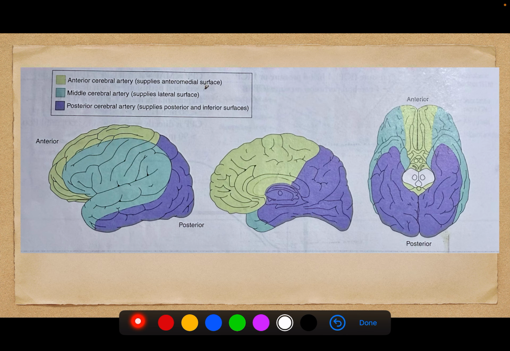Now, if we look at this from the lateral aspect, the same thing. This supplies the lateral surface. This is the middle cerebral artery, which represents our upper limb and face, right? And if we look at the medial aspect, the anterior cerebral artery supplies the anteromedial part, and this represents our lower limb, right? And the posterior cerebral artery is the posterior-most and the inferior.